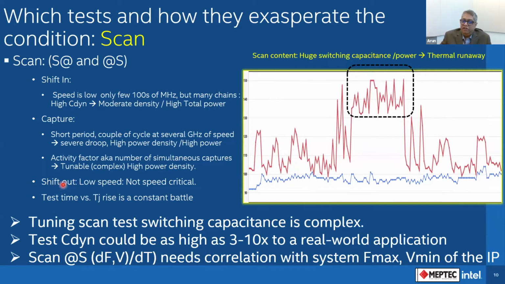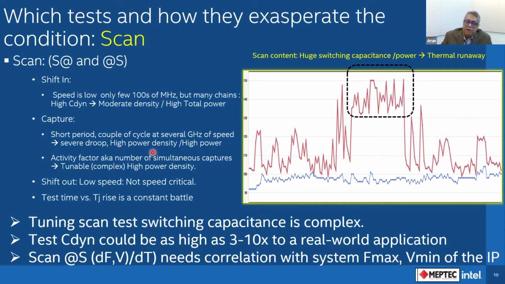In the same way, shift out is once again low speed, not speed critical because you are only taking the information out. So as long as the fabric is running, everything is good. It is the capture which is going to kill you because this is 1 to 2 clock cycles and you're going to run at the top gigahertz, and it has got a huge droop and huge power density.